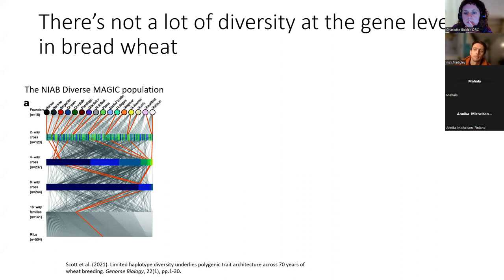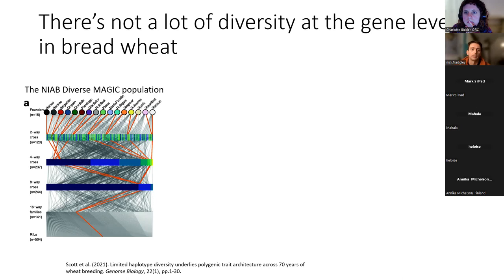This was done over four levels of crossing, so that it has a much higher rate of recombination to create the population. So we chose these parents to capture as much diversity as possible of UK and European wheat diversity.